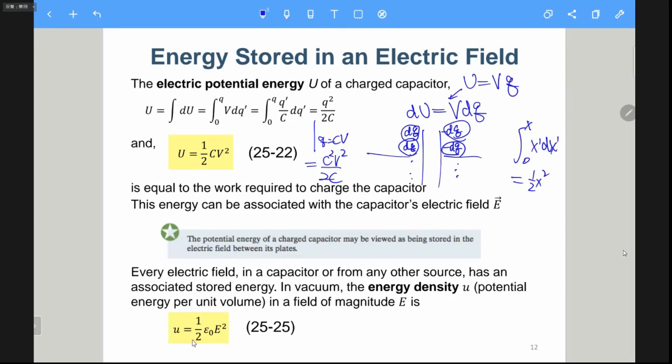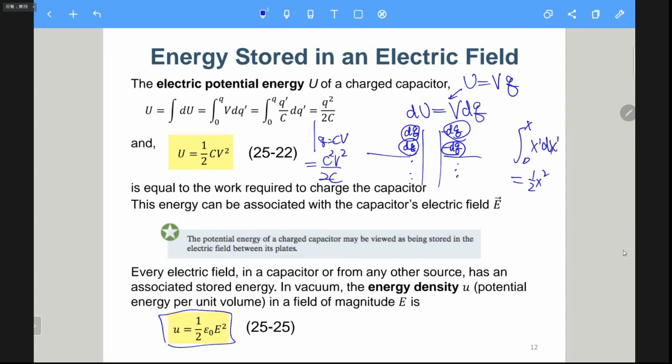And here it mentions the energy per unit volume. It is not so useful here, but we will use it in chapter 33, mentioning the electromagnetic wave, the EM wave. At that time, we will use this expression. So let's see how we can derive it.